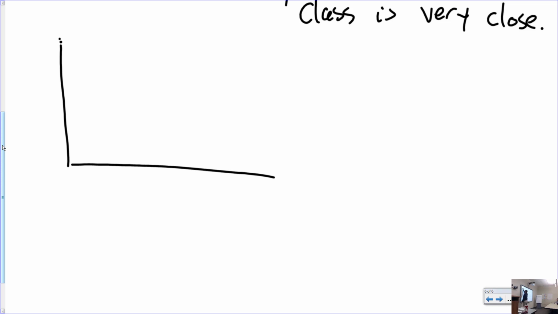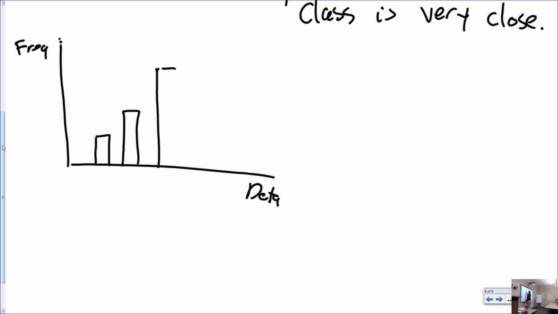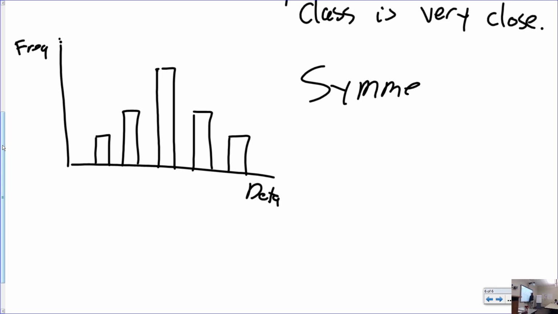You may have other data that looks like this. Let's suppose I draw this one as a regular separated bar chart. What would you say this data looks like? Kind of a bell curve, and so what do we say a bell curve has? Yeah, it has symmetry.